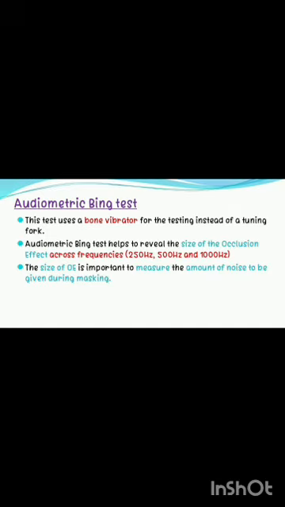Audiometric Bing test. This test uses a bone vibrator for testing instead of a tuning fork. The audiometric Bing test helps to reveal the size of the occlusion effect across frequencies: 250 Hz, 500 Hz and 1000 Hz. The size of the occlusion effect is important to measure the amount of noise to be given during masking.